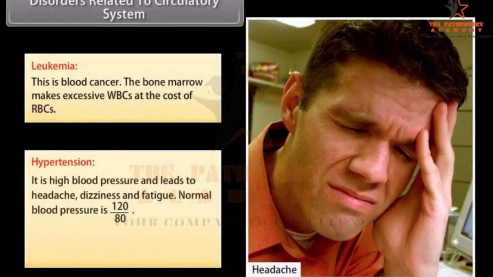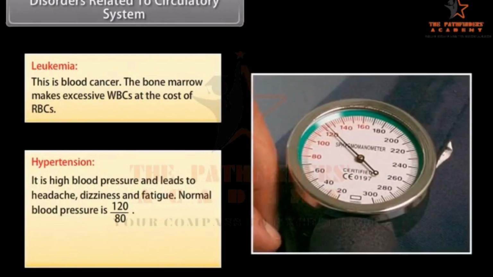Hypertension. It is high blood pressure and leads to headache, dizziness and fatigue. Normal blood pressure is 120/80. High blood pressure is caused by anxiety also.